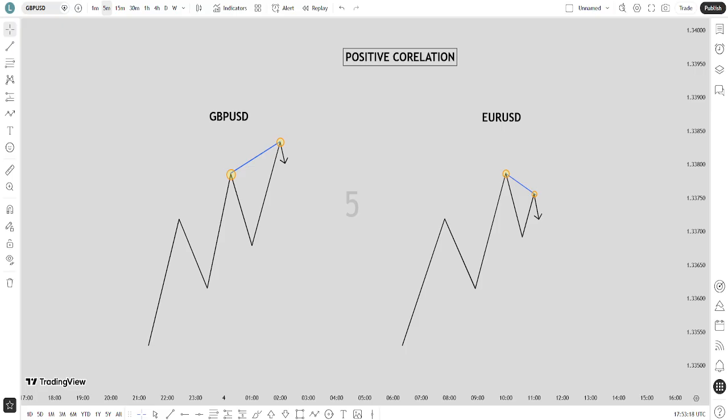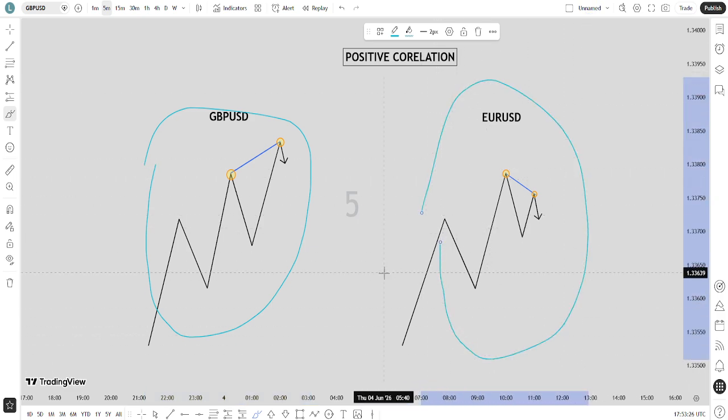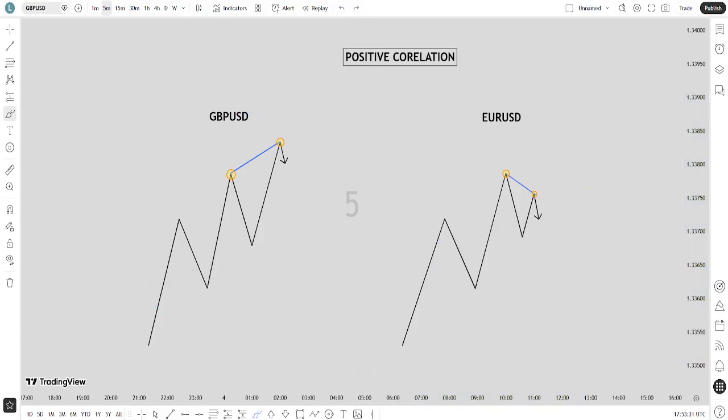Positive correlation, for instance, is here. We can see these two pairs are positively correlated, pound USD and euro USD. Whenever pound USD makes a higher high, euro USD will be seen making a higher high also. And whenever the pound USD makes a lower low, euro USD will be seen making a lower low. This is the common typical correlation between euro USD and pound USD, and it's a positive correlation. Likewise, in gold and silver, there is a positive correlation. Likewise, in crypto, we can say Bitcoin and Ethereum have positive correlation.